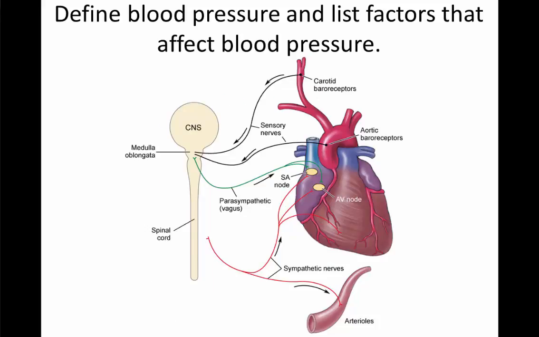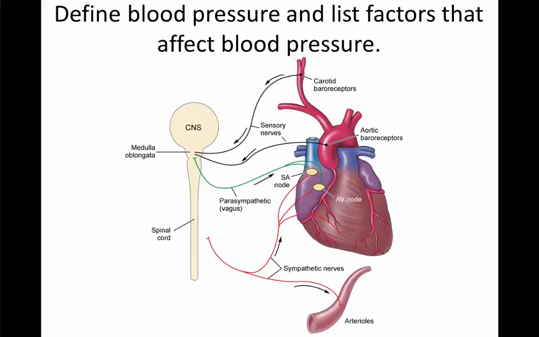We have special receptors in our body called baroreceptors. And so we can see here the carotid artery has the carotid baroreceptors, and the aorta itself has the aortic baroreceptors. These pressure receptors are located in the walls of these vessels, and they can sense sudden changes in blood pressure and send signals up sensory nerves to our medulla oblongata. The medulla oblongata in the brainstem then processes this sensory information, and it can then decide what to do.